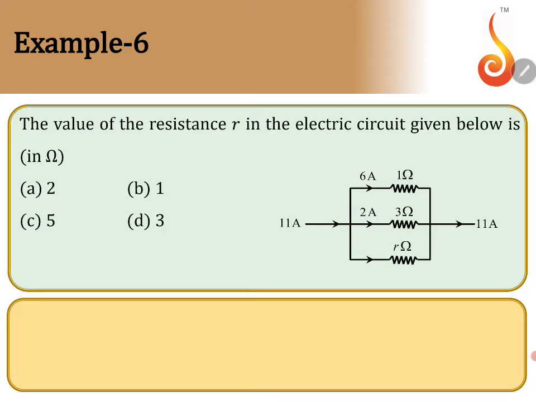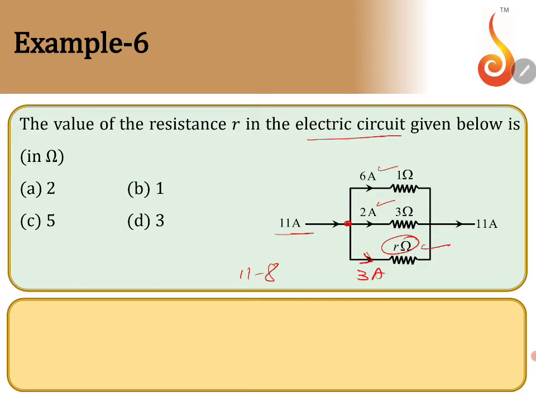Let us see one problem here. Find the value of the resistance R in the electrical circuit given below. So the incoming current to this particular node is 11 amp. Out of that, 6 amps flows here as well as 2 amps flows here. The remaining out of 11: 2 plus 6 is 8, so 11 minus 8 is the current flowing through this. The current is 3 amps.